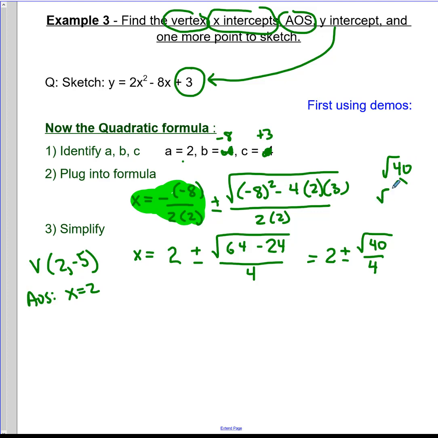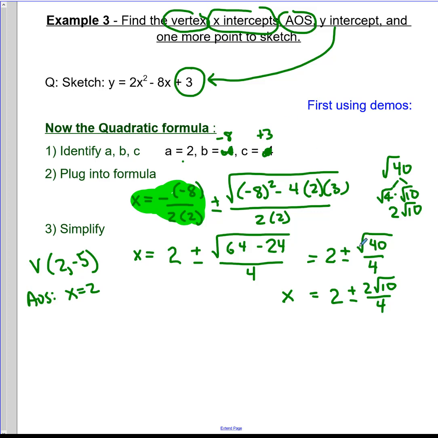It breaks down to the square root of 10. Oops, I meant to put the perfect square first. So the square root of 4 times the square root of 10, which is 2 square root of 10. So right down here, we'll just put x equals 2 plus or minus 2 square root of 10 over 4.